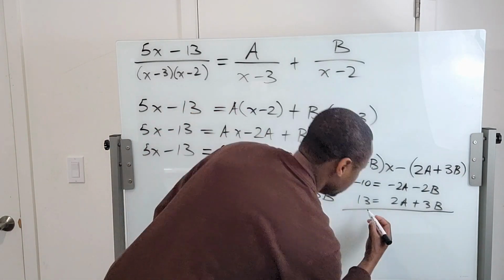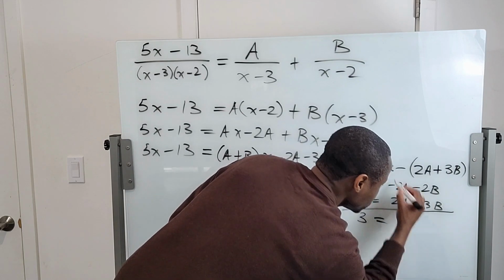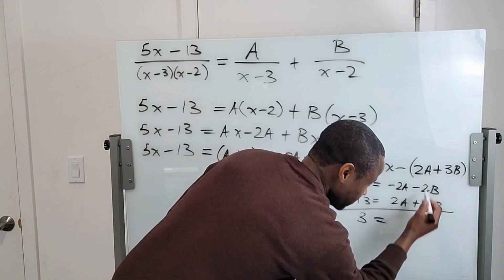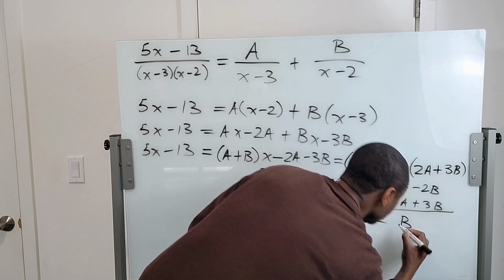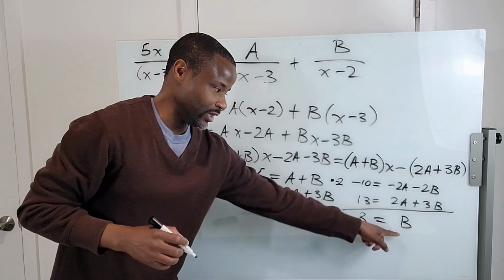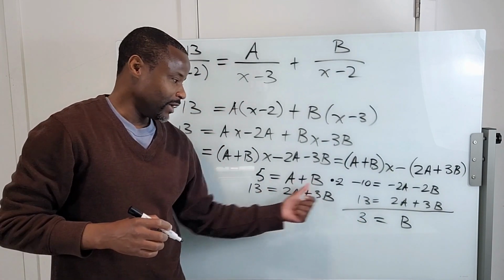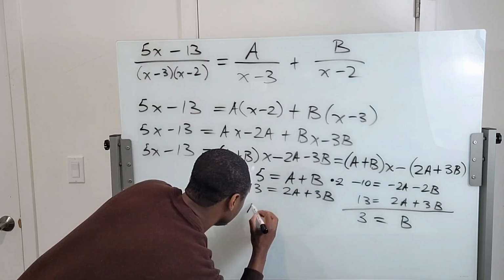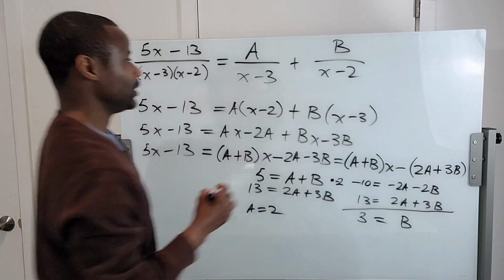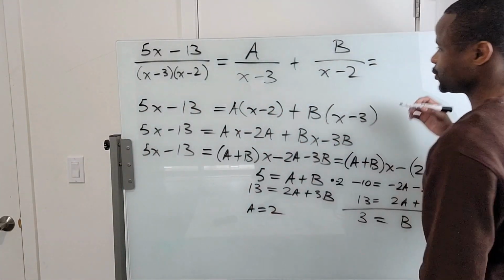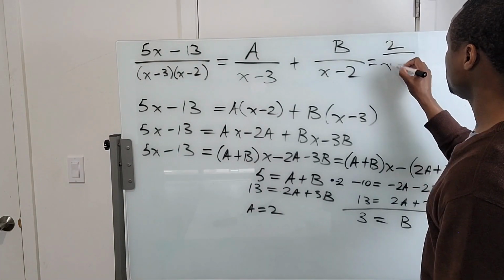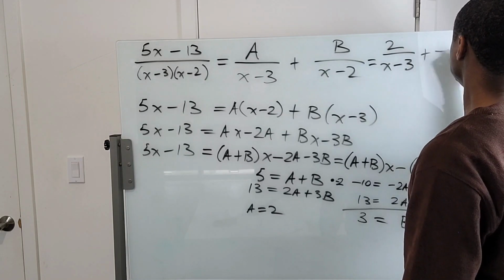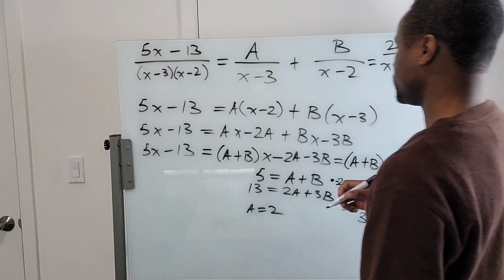Negative 10 plus 13 is simply 3 equals, those are gone, negative 2B plus 3B. What's that? Well, 3 minus 2 is 1, so it's just going to be B. That gives me B equals 3. If B is 3 and I know A and B add up to 5, that's only going to happen if A equals 2. So if A is 2, B is 3, let's go ahead and plug these in. 2 over x minus 3 plus 3 over x minus 2. And that's our final answer.